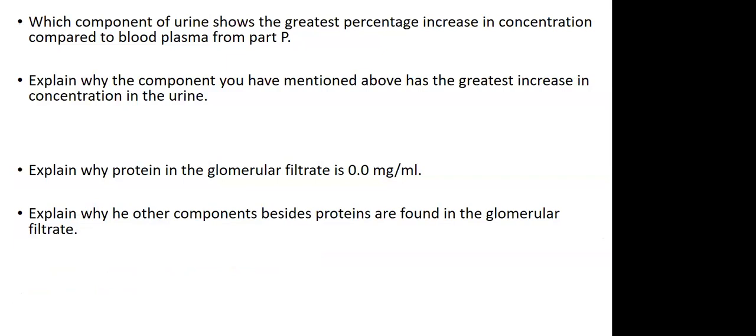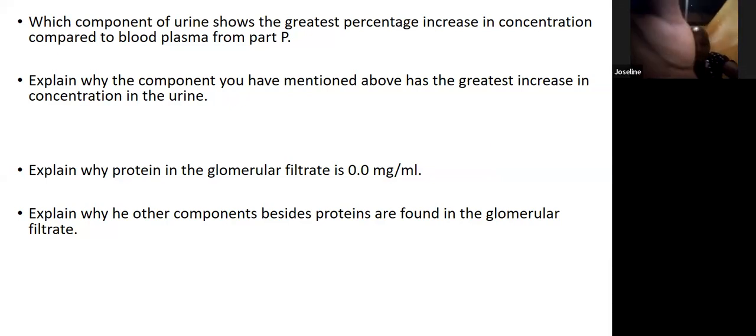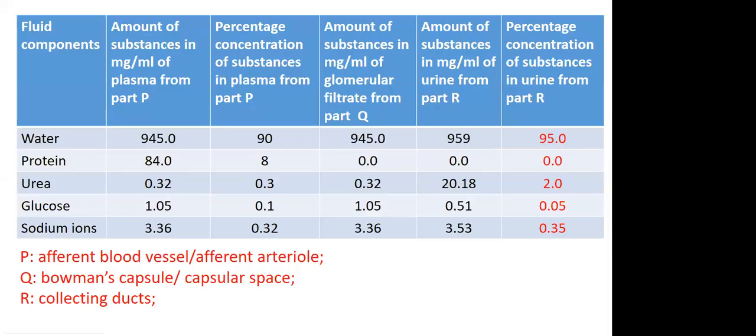Now, here are some questions that I want us to also attempt. We have a question which goes as follows. Which component of urine shows the greatest percentage increase in concentration compared to the blood plasma from part Q? Okay, let's go back and look at our table. Which component has the greatest increase in concentration? If we look at our table, which component has the greatest increase in concentration?